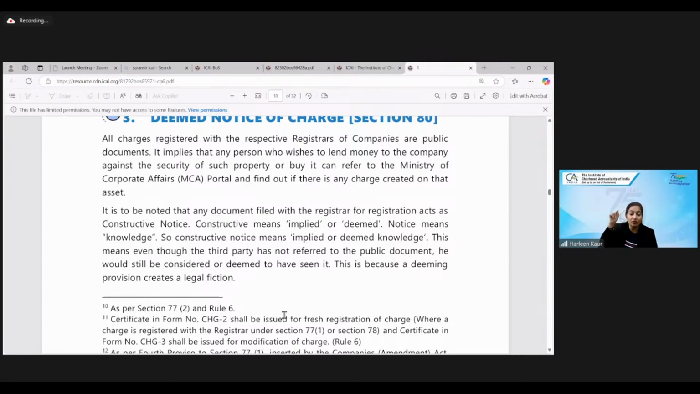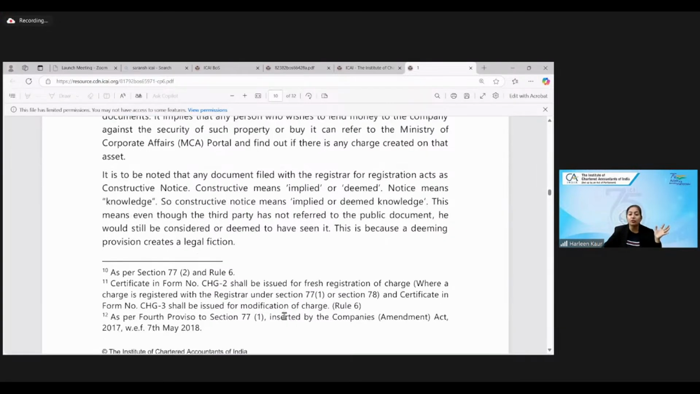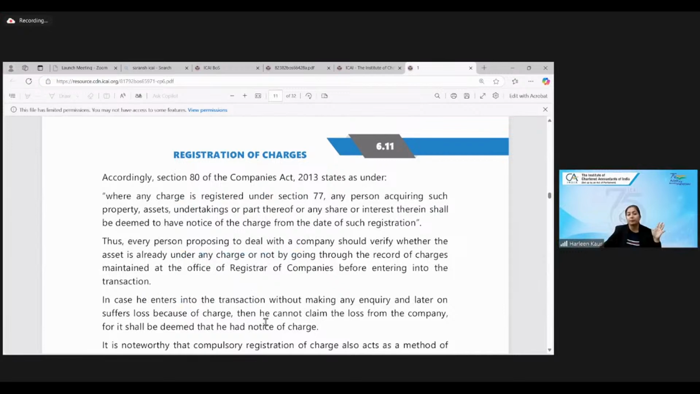Now, Abhishek Singh, your question of that second charge comes into the picture. So, sir, the second party, whosoever the lender is giving you money, it is his duty under section 80 to check, because the charge has already been registered. So the certificate of fresh registration registered with ROC will already be there on the MCA website portal. So you can go and check over there.